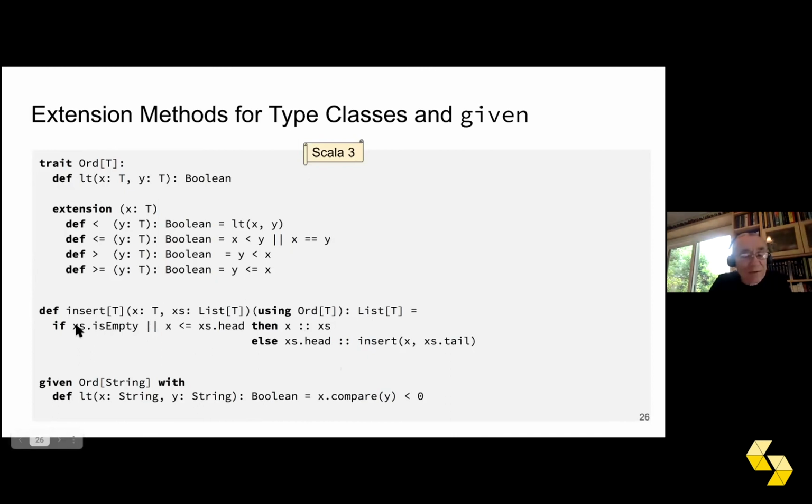Like if XS is empty, okay, but if X is less or equal XS head, so we call this method. Where does this method come from? It comes from the trait Ord where it's defined. So this combination, we stuff it somewhere, like in our common trait, and then we'll be doing these things. For strings, for whatever type we have, like persons, organizations, we can define this.